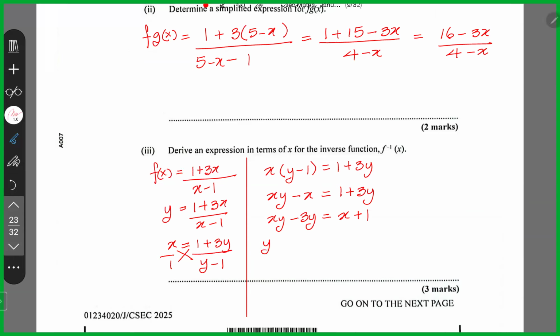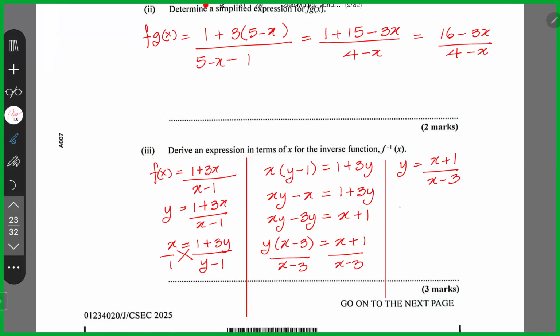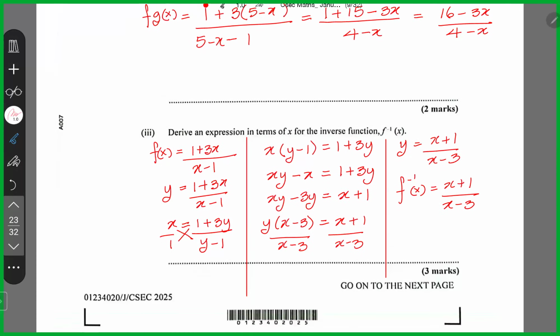y is common on the left. You factor out the y. Then you divide both sides by x minus 3 to get that y is equal to x plus 1 over x minus 3. Then the final step is to take out y and say f inverse of x is equal to x plus 1 over x minus 3. Moving on.